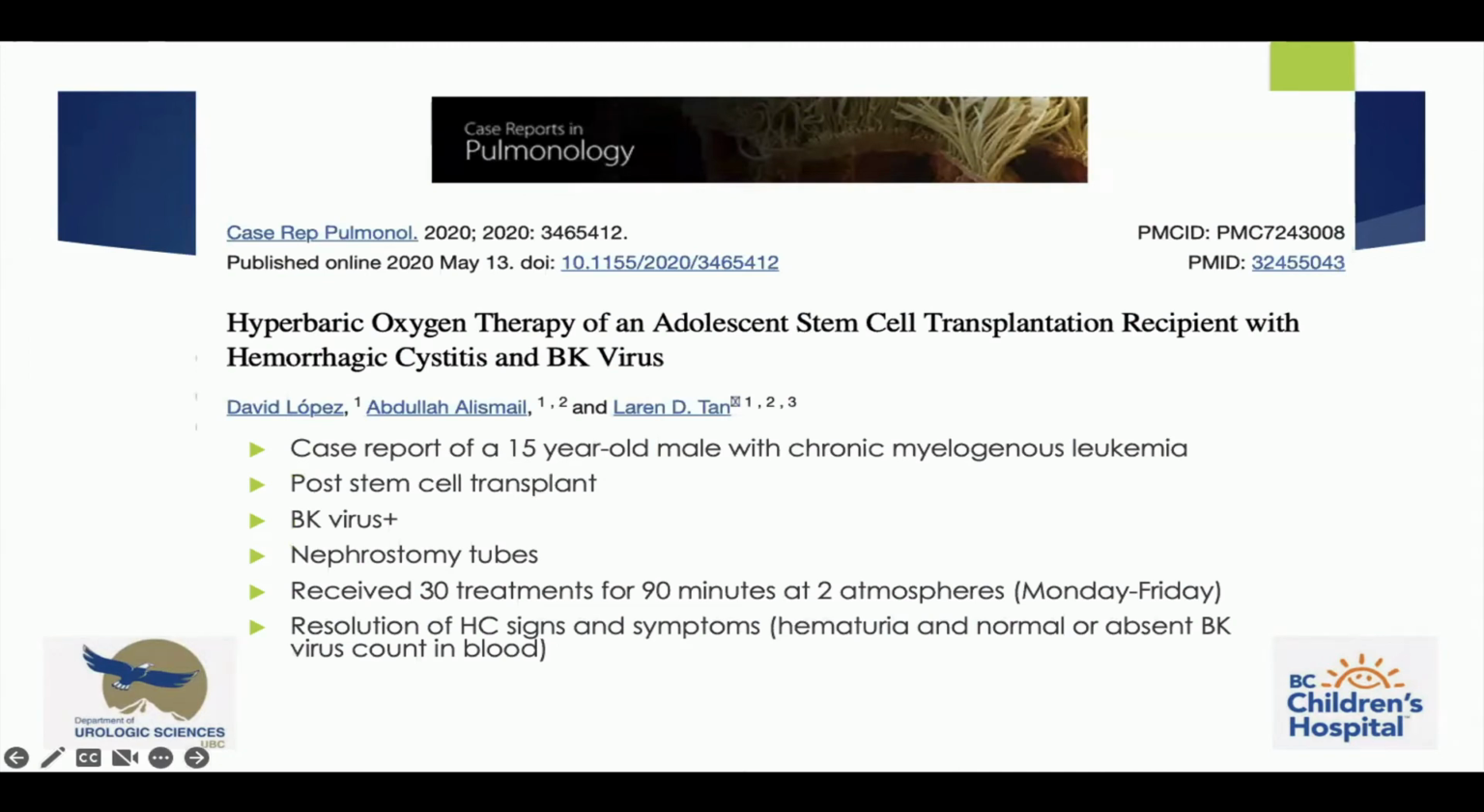So this is a case report that happened on an adolescent with stem cell transplantation and chronic leukemia that also had positive BK virus and nephrostomies, similar to our patient. So he received 30 treatments for 90 minutes at 2 atmospheres from Monday to Friday. And he had complete resolution of his hemorrhagic cystitis signs and symptoms and normal or absent BK virus count in blood.